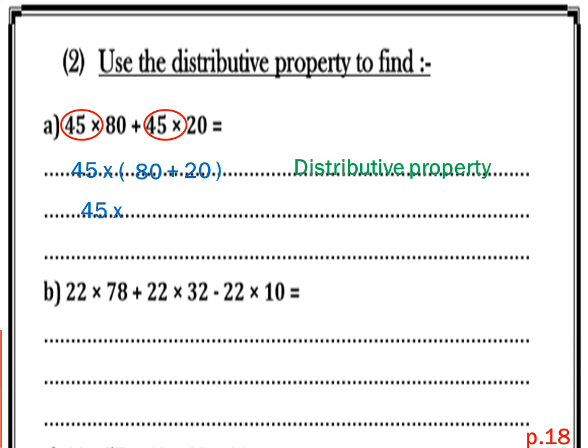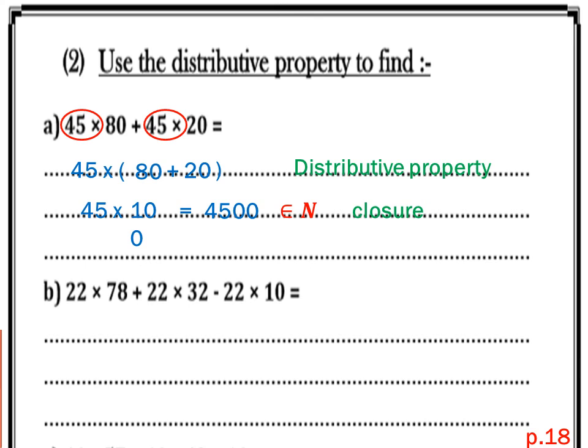And now 45 times, calculate the bracket, which equals 80 plus 20 equals 100. And now 45 multiplied by 100 on calculator, it will be 4500, which belongs to N, closure property. And don't forget to write the name of the property.